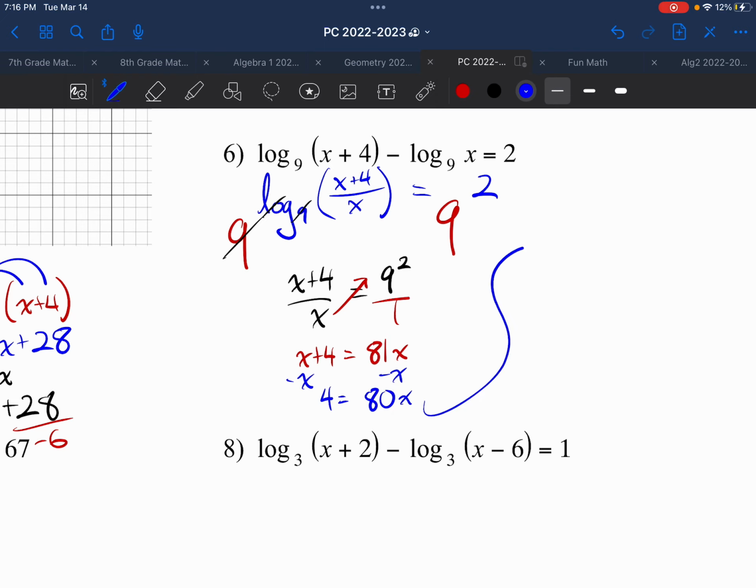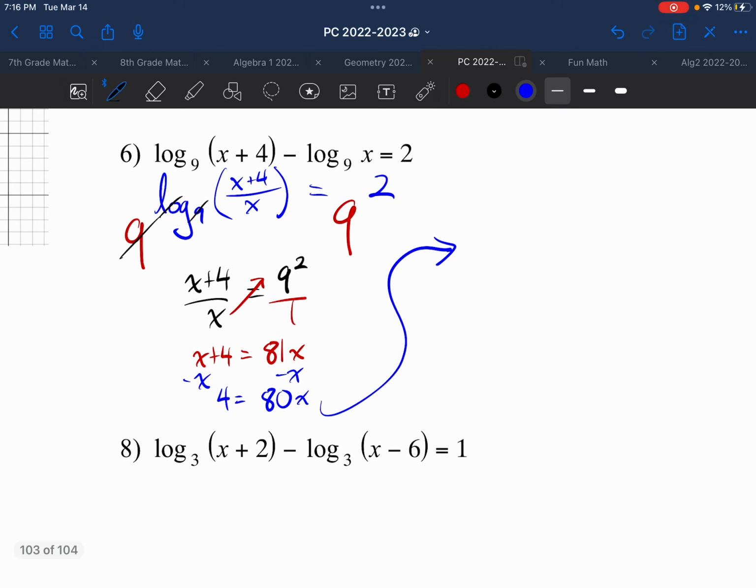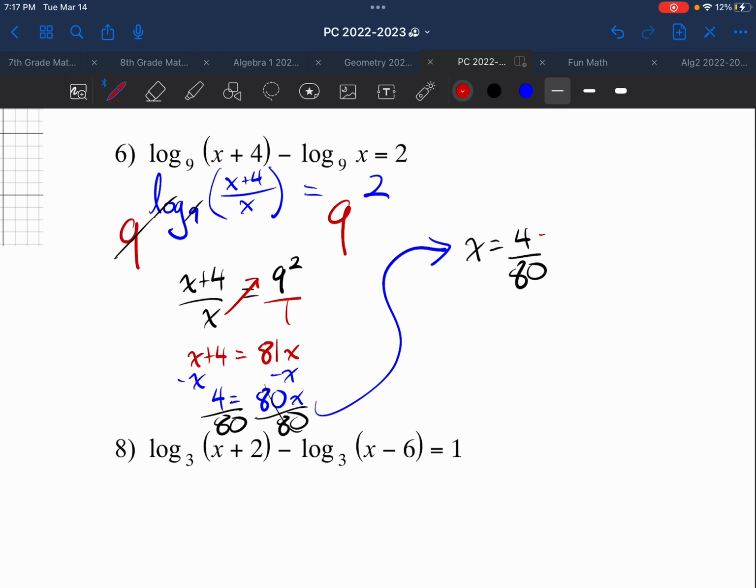And then from here, I'm running out of room, but I'm going to divide by 80, divide by 80, and x is equal to 4 over 80, which I can reduce by dividing both the top and the bottom by 4, divide by 4, and I get 1 over 20 for my final answer.